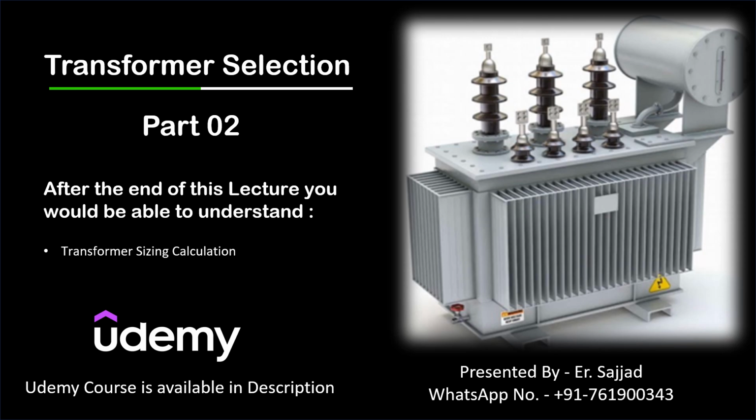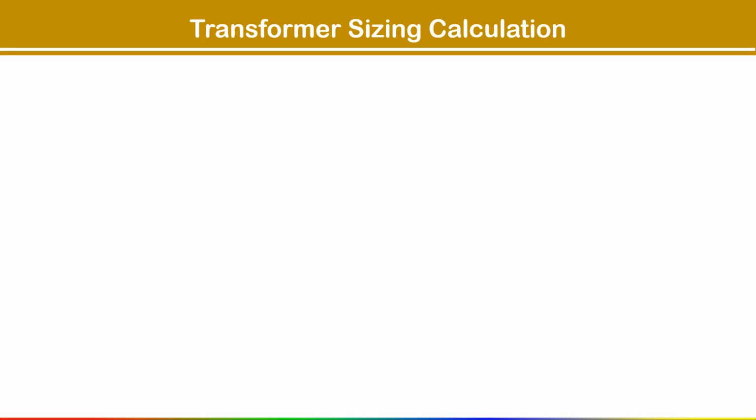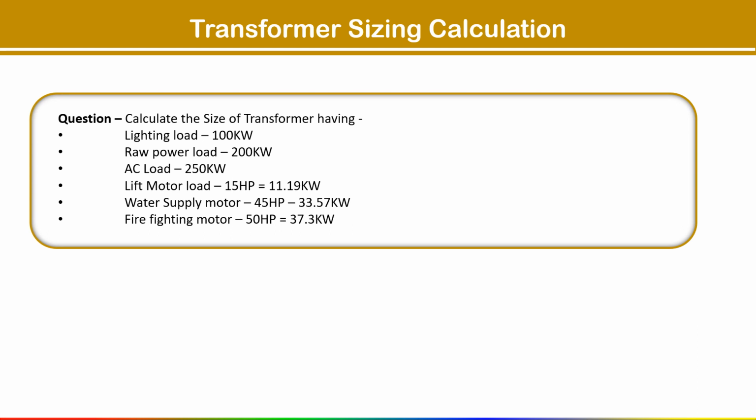So let's start. For the transformer sizing, here I have taken one problem. With the help of this problem only we have to discuss how we can do the sizing. Okay, so it is easy for you. In this question, see what is given. We need to calculate the size of transformer having lighting load 100 kilowatt, raw power load 200 kilowatt, AC load 250 kilowatt, lift motor load, water supply motor, firefighting motor. So here the capacity is given. Okay, now electrical load value is given.